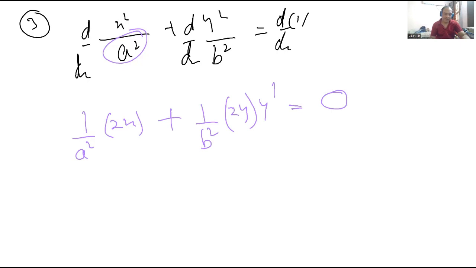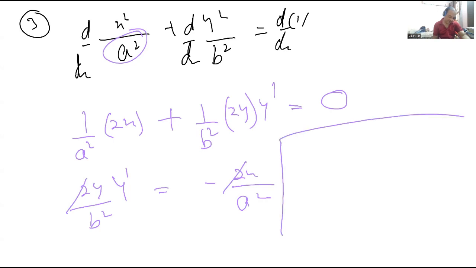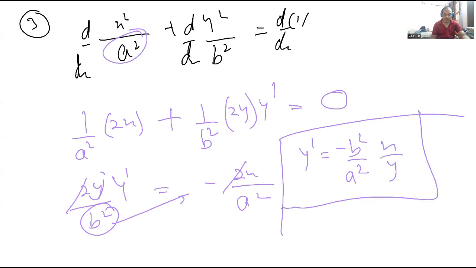Okay. Now you have to bring this y dash term to the LHS. It remains as it is, 2y over b squared, and the whole x term goes to the other side, giving 2x over a squared. Now the two cancel out. If I write it, y dash equals, taking b squared to the upper side, minus b squared over a squared, and this y goes below the x, so it is x over y. This is the required differentiation of this part.